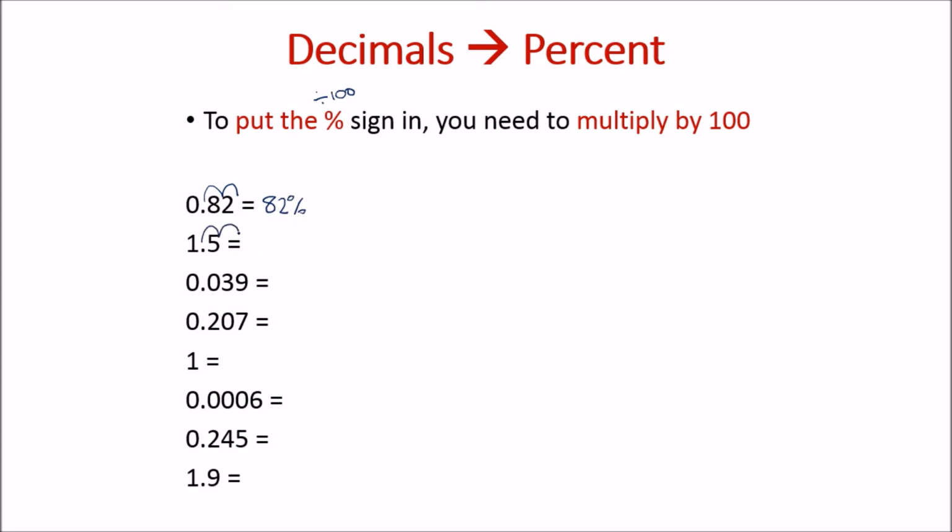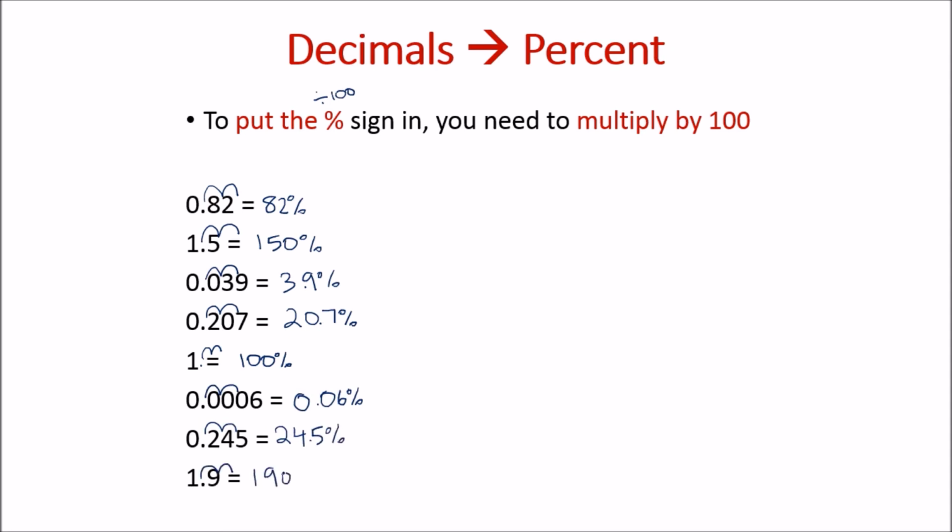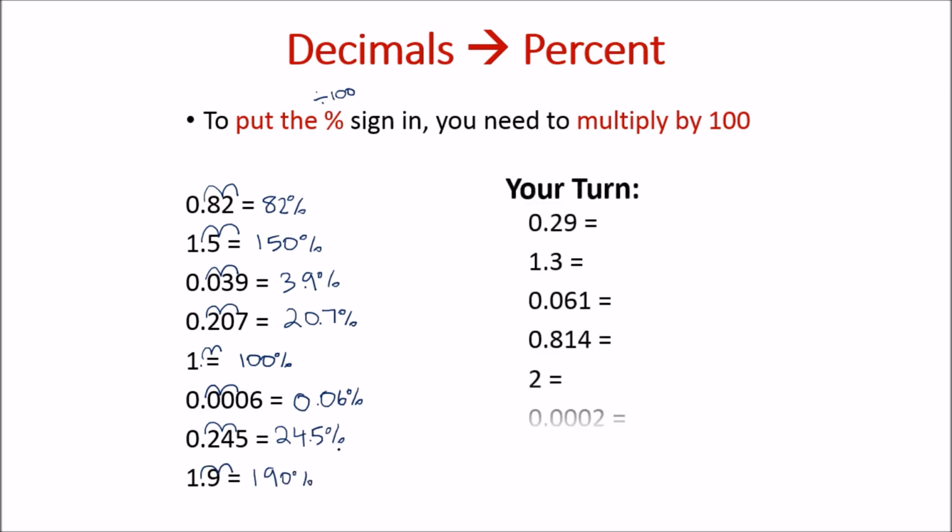Here, jumping 2 to the right, this becomes 150%. 2 to the right, it becomes 3.9%. 20.7%. Remember this example, this is our 100%. 0.06%. 24.5%, and 190%. Okay, it's your turn. Please pause the video, copy this down, have a go, and then resume.